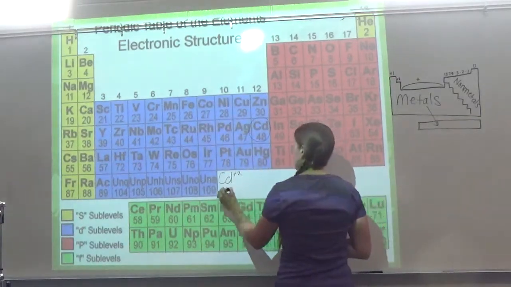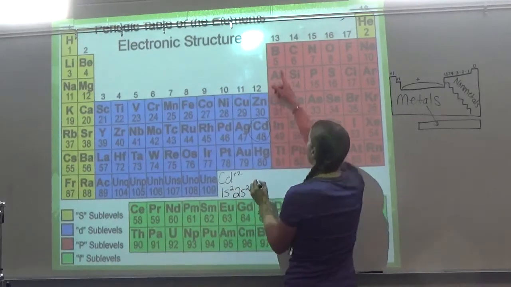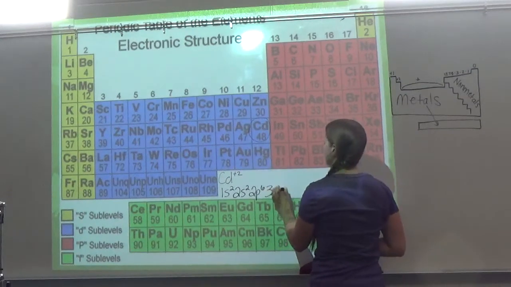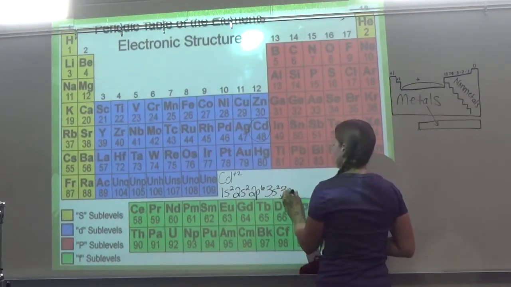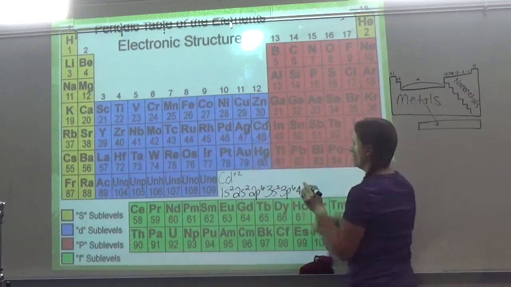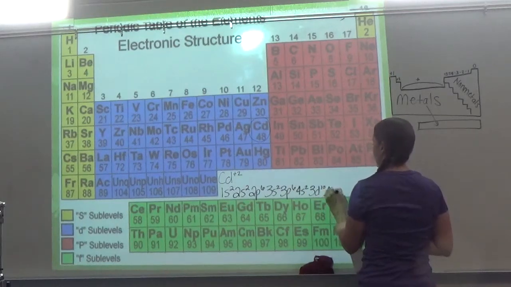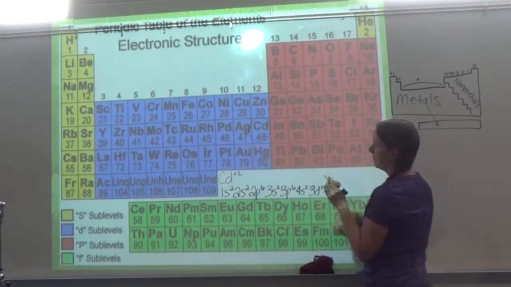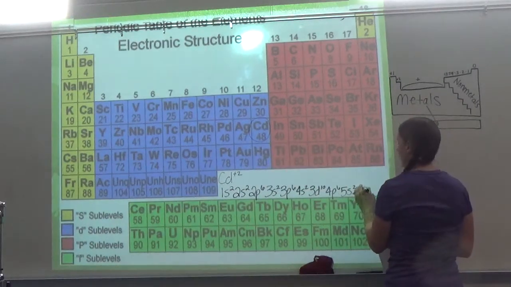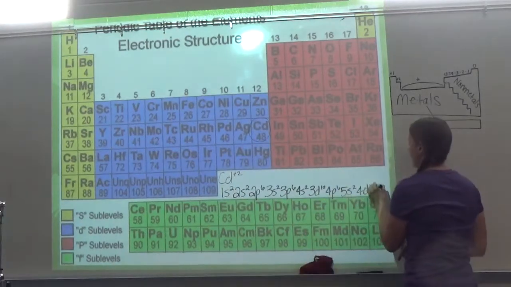So we have hydrogen, which is 1s2, lithium, 2s2, boron, 2p6, sodium, 3s2, aluminum, 3p6, potassium, 4s2, scandium, 3d10, gallium, 4p6, rubidium, which is Rb, 5s2, yttrium, which is Y, 4d, and then if you count all the way across, it's going to be 10.